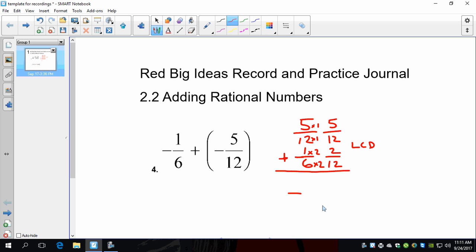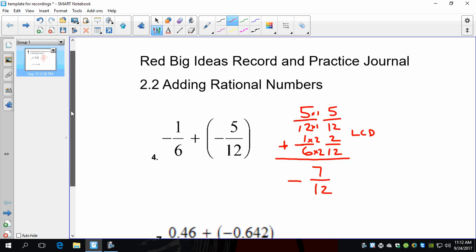5/12 plus 2/12 is going to give us a grand total of 7/12. Remember, you just add the tops when the bottoms are the same. And our answer would be negative. So number 4 in your Record and Practice Journal would be -7/12. There's one more that I have here below that.